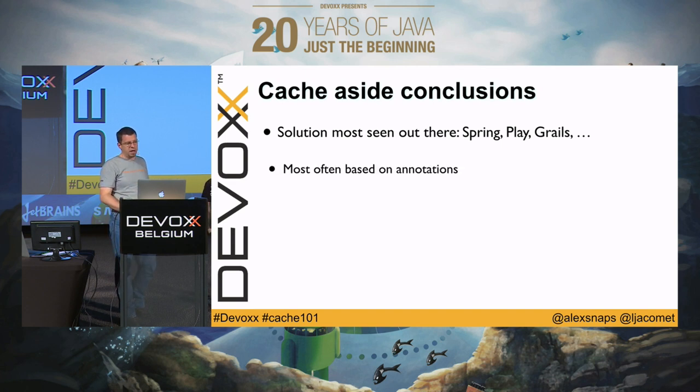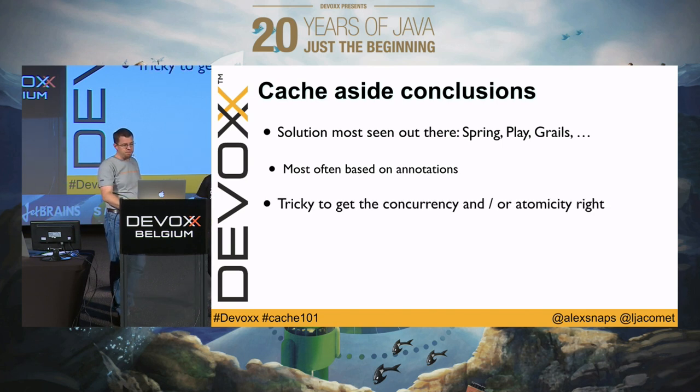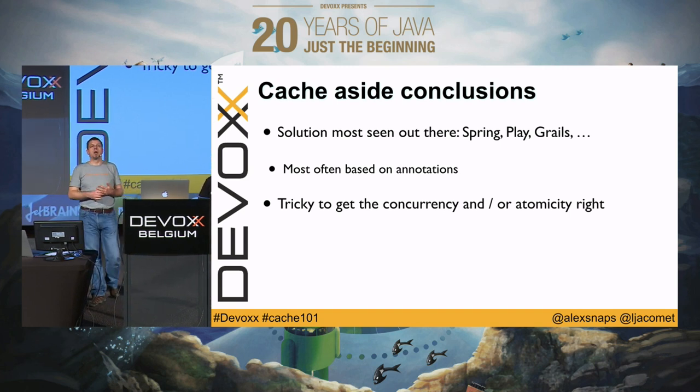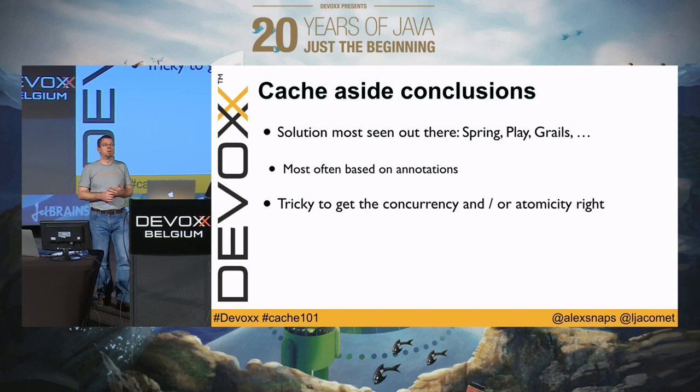So that's one thing. Again, integration, most often based on annotation, because as you've seen, the code is so uninteresting and so generic that it's a really good pattern for interception and stuff like that. That's the tricky bit in cache aside. Getting the concurrency and/or atomicity right is not cool.